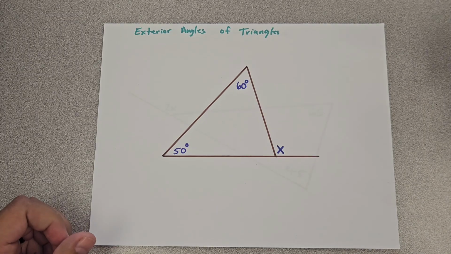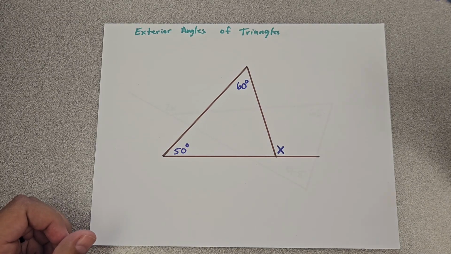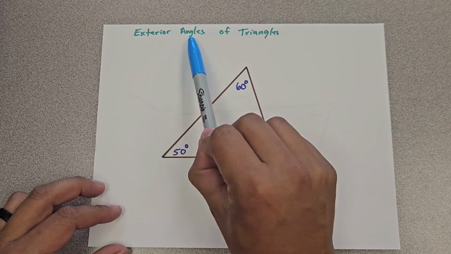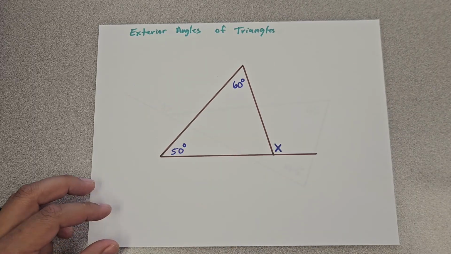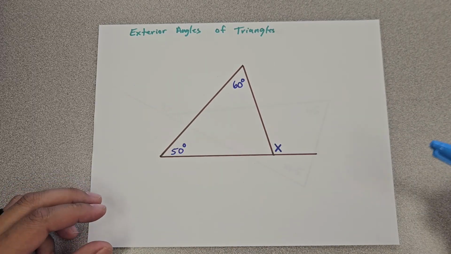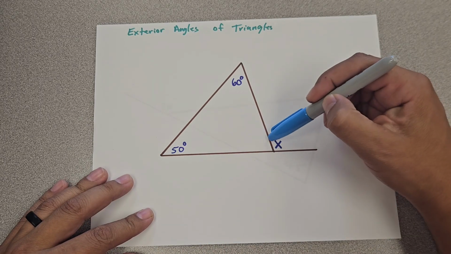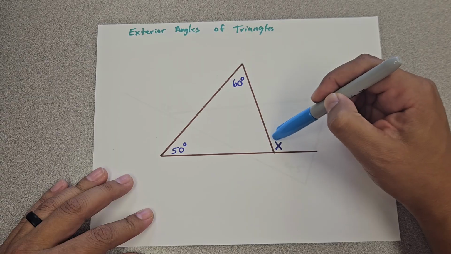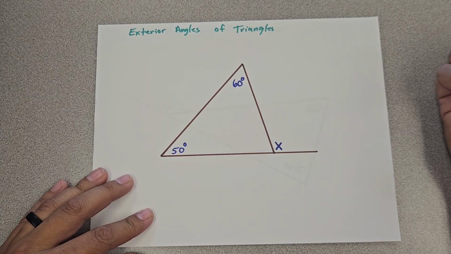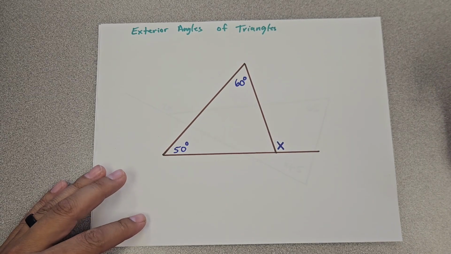Okay, so here we're talking about triangles again, but this time we're talking about the exterior angles. As we talked before, exterior means the outside. So if you look here, this line of the triangle extends out, and we have this angle on the outside of that triangle. We call that one the exterior angle. And we can actually find that really easily.